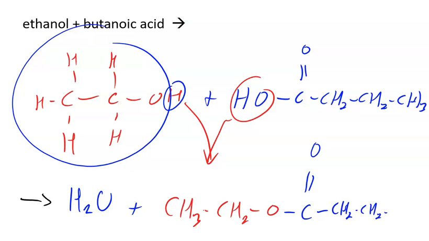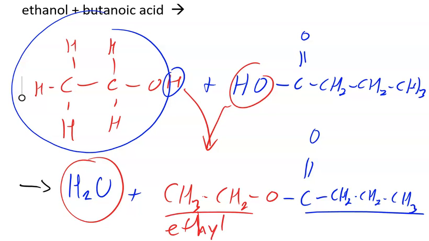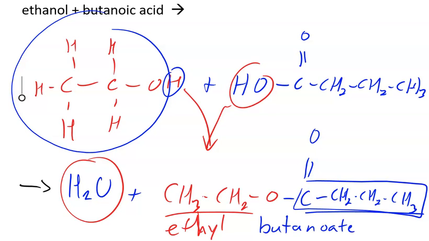We don't break main chains. We're not switching things around. And that's our product. So if we had to name this, I'm pretty sure the other product is called water. This is going to be an ethyl group because it's the branch. And then this has 4 carbons, so that's going to be but. All single bonded together, so that's an. And it's an ester, so oate. So this is ethyl butanoate.